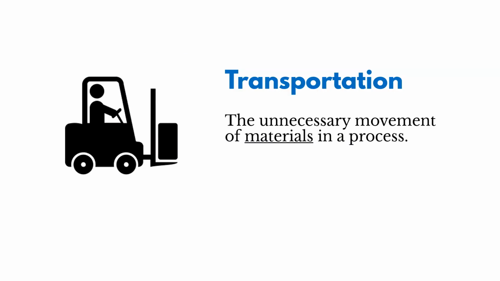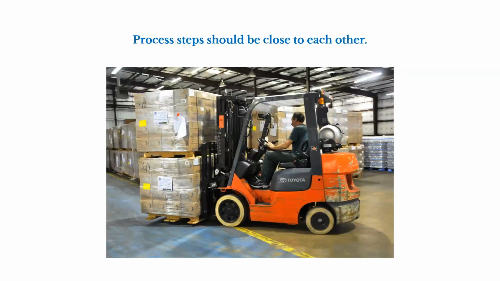Okay, so now let's talk in more detail about transportation, the first type of waste, the unnecessary movement of materials in a process. Now, if we have to move these things around too much, it's time wasted. We could be doing better things. And so what we should try to do is to have process steps positioned close to each other, so there's less movement required.